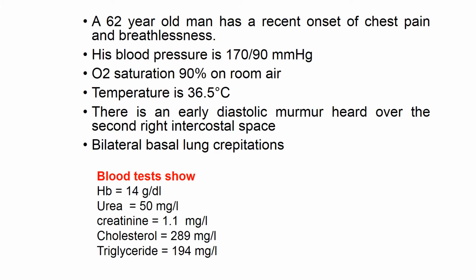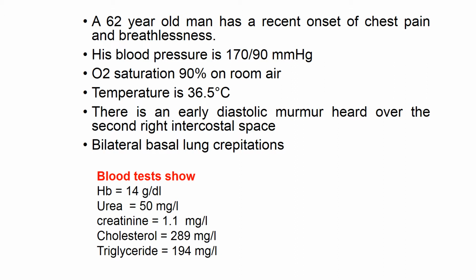First case is a 62-year-old man who has a recent onset of chest pain and breathlessness. His blood pressure is 170 over 90 mmHg. His oxygen saturation is 90% on room air. His temperature is 36.5 degrees Celsius. There is an early diastolic murmur heard over the second right intercostal space. He has bilateral basal lung crepitations.